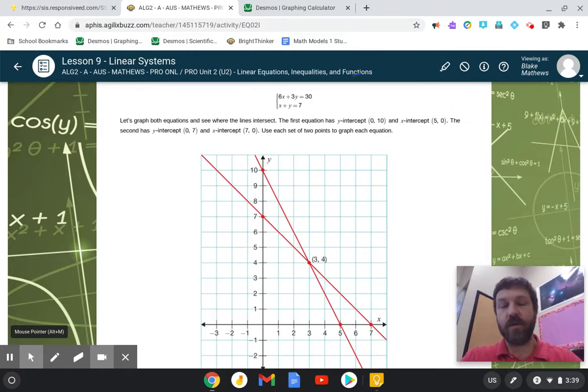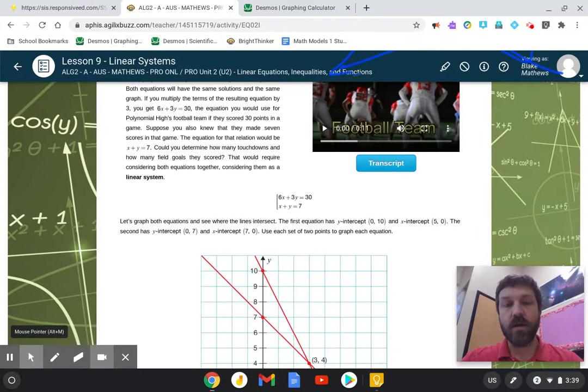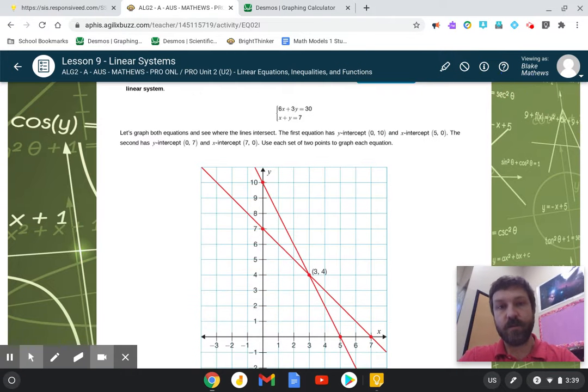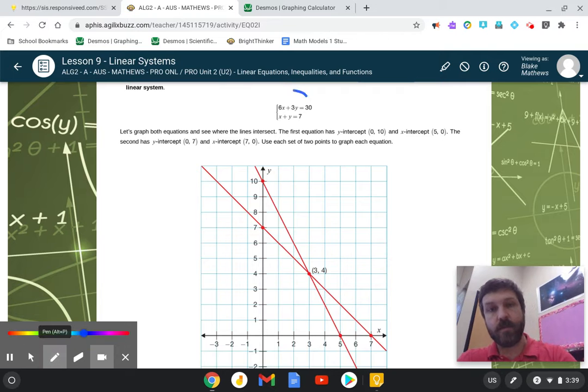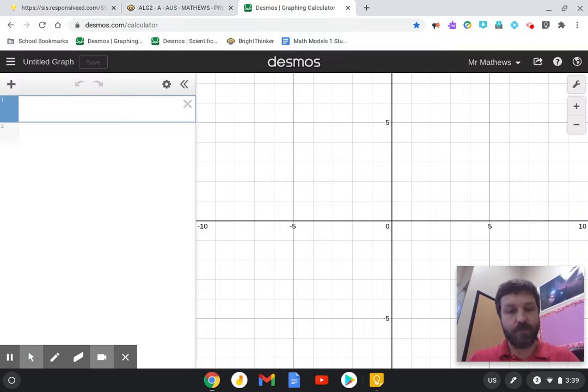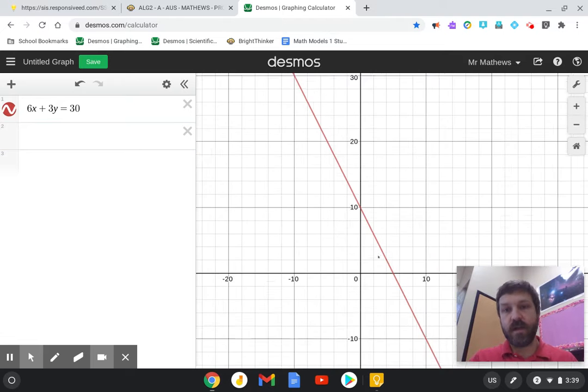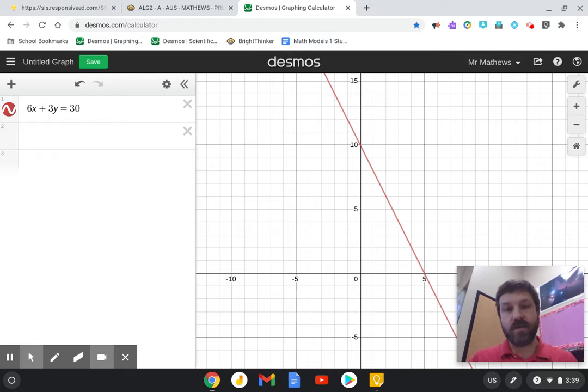They already have it graphed here, but I want you to see how this process is going to work when you go to do it in the lesson. So we're going to take these equations from the example, and I'm going to jump over to Desmos and type them into the graphing system. So we have 6x plus 3y equals 30. Then it's going to ask us to tell the y-intercept and x-intercept of that function. Right here is the y-intercept, right here is the x-intercept.